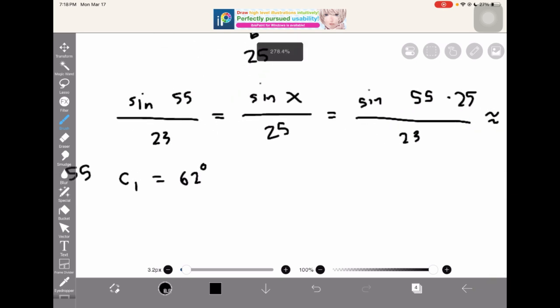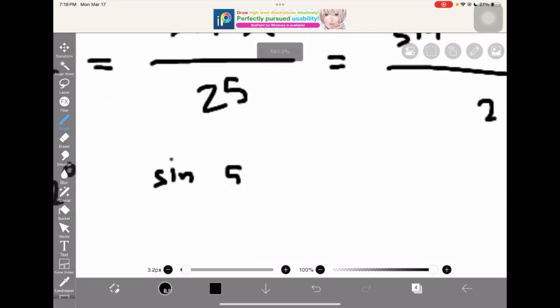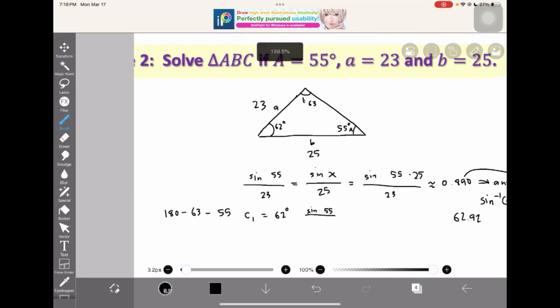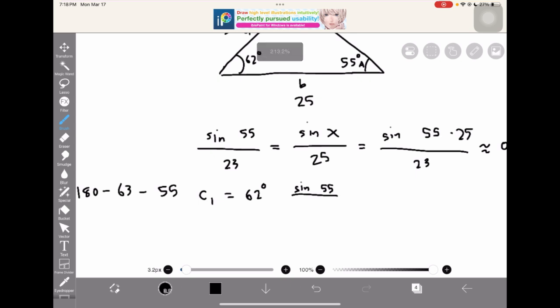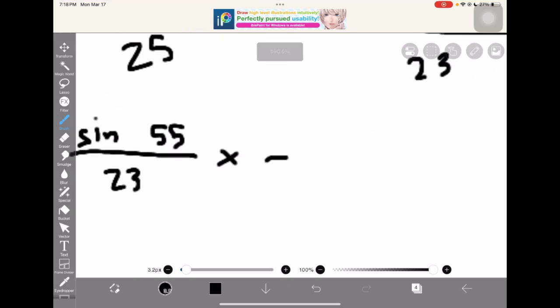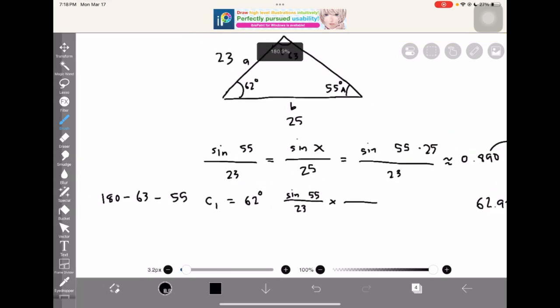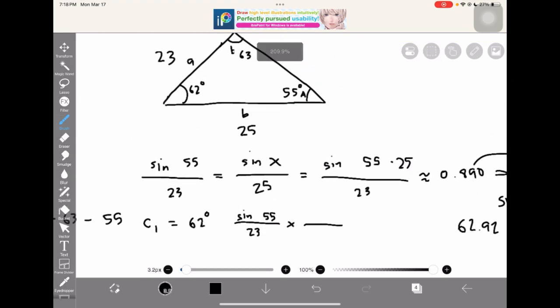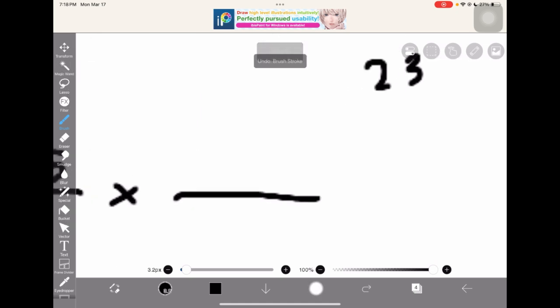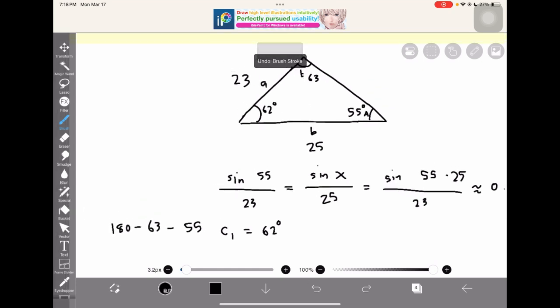And let's prove that by using law of sines, sorry. So sine 55 over 23 times sine of 62. Okay, we haven't solved for this, so we can't really solve. But this is 62 by subtraction.